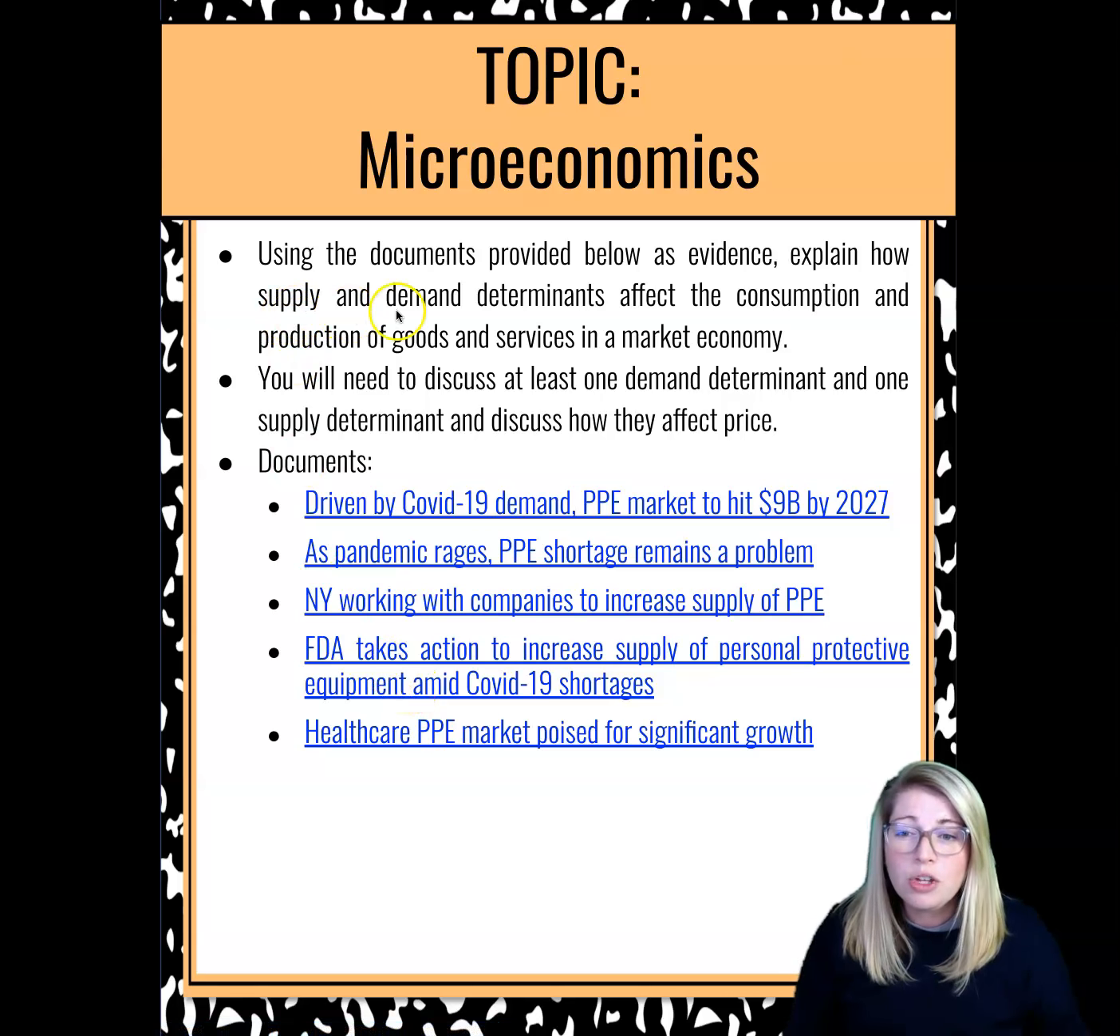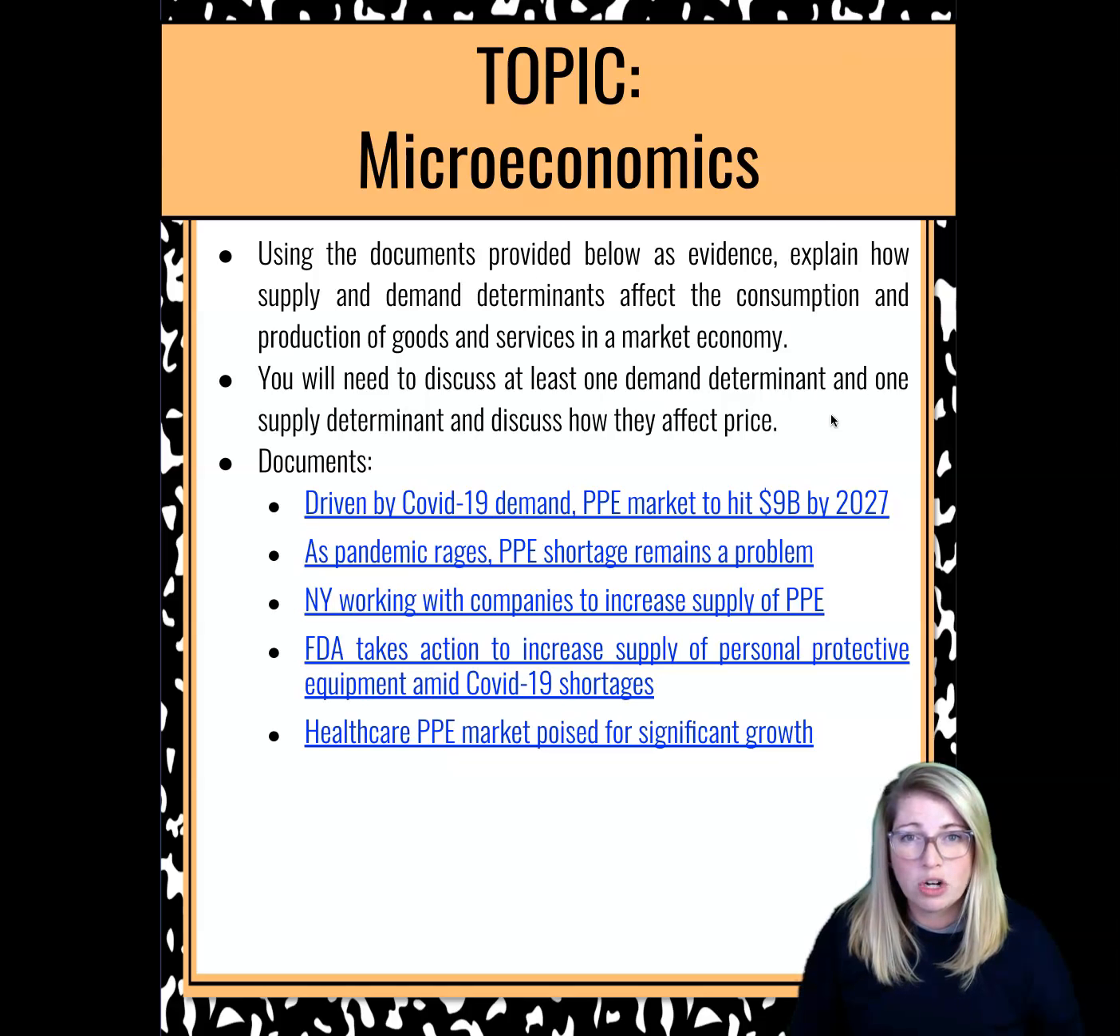So again, using the documents provided below as evidence, explain how supply and demand determinants affect the consumption and production of goods and services in a market economy. You'll also need to discuss at least one demand determinant and one supply determinant and discuss how they affect price.